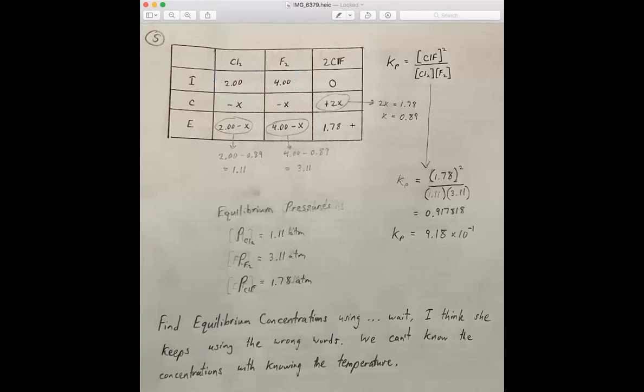If I had to do this again, I would have probably written this a little differently. Instead of all these X's, I really didn't need those. I could have just written plus 178 here. Because from there I could easily find out what x is. You just divide 178 by 2 and get 0.89. So that's kind of what I was showing here.